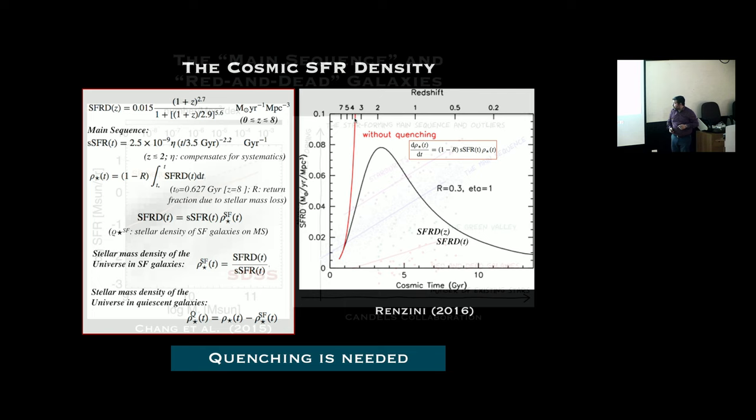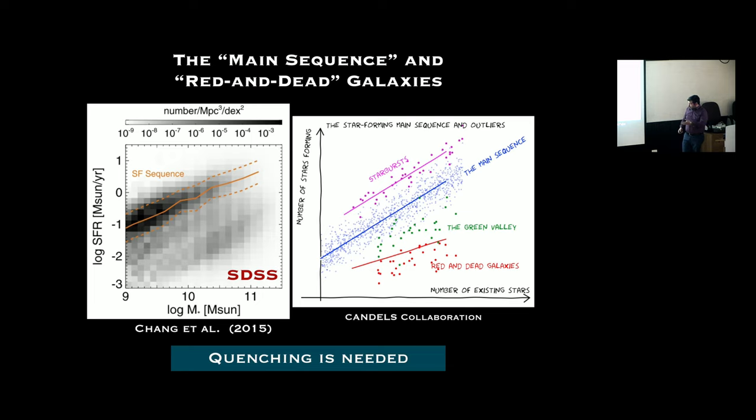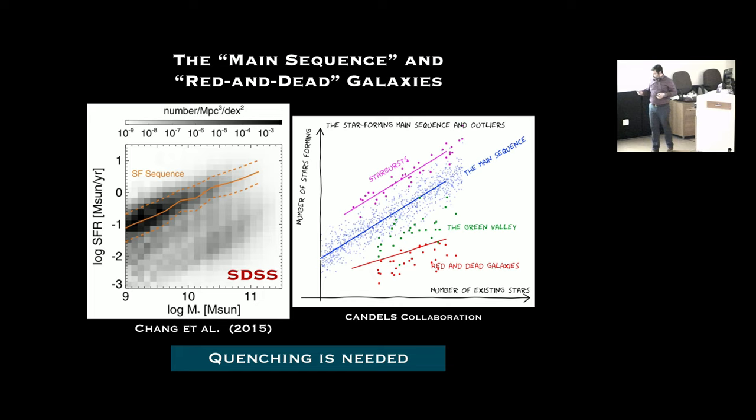In the local universe, you can see this very well-known plot where the vertical axis is the star formation rate of galaxies and the horizontal axis is the stellar mass of the galaxies. The star formation rate tells us the number of stars that are being formed in a galaxy, while the stellar mass gives you the number of existing stars in a galaxy. If you plot galaxies there, at least in the local universe from Sloan data, we see this feature where most of the star-forming galaxies are located, called the main sequence of star-forming galaxies.